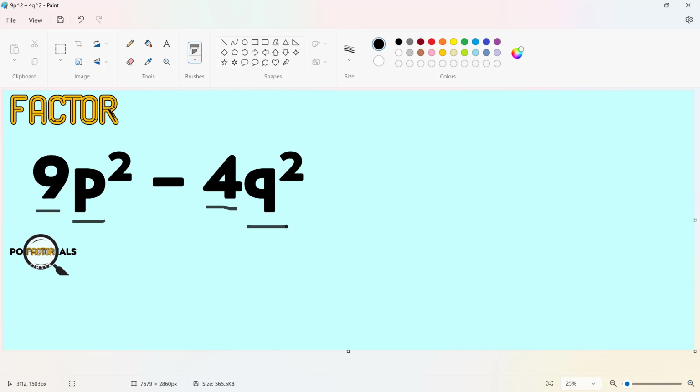Difference of two squares. The difference of two squares is telling us that both terms separated by subtraction should be perfect squares. The first term, 9p squared: for the numerical coefficient, 9 is a perfect square of 3, and p squared is a perfect square of p. So this meets the criteria. Our second term, 4, is a perfect square of 2, and q squared is a perfect square of q. So this meets the criteria. So we are going to use the difference of two squares.